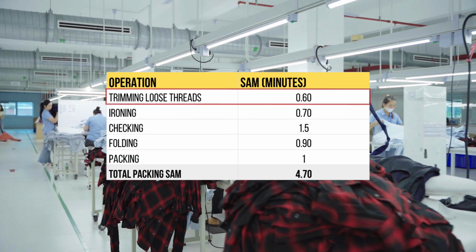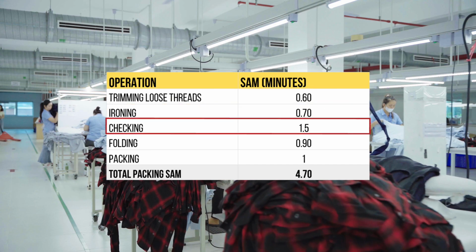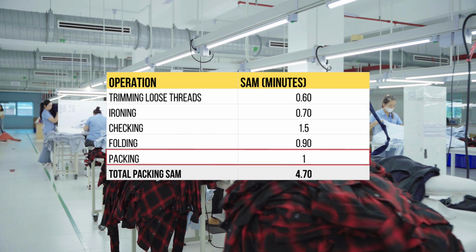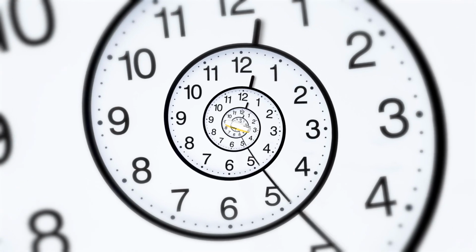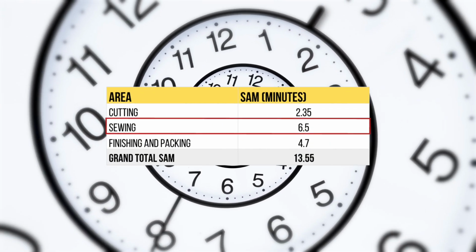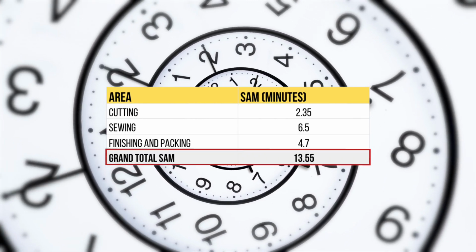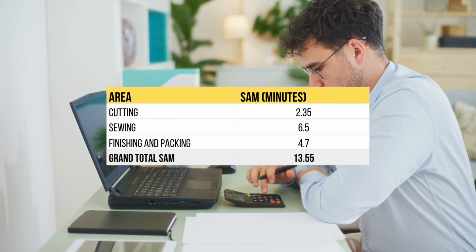Trimming loose threads takes 0.60 minutes. Ironing takes 0.70 minutes. Checking takes 1.5 minutes. Folding takes 0.90 minutes. Packing takes 1 minute. In total, the packing process takes 4.7 minutes per garment. D. Grand total SAM. The data is in. By aggregating the standard time for cutting, sewing, and finishing, we've reached the grand SAM. Total time, 13.55 minutes. This isn't a guess, it's the calculated reality of your garment's complexity.